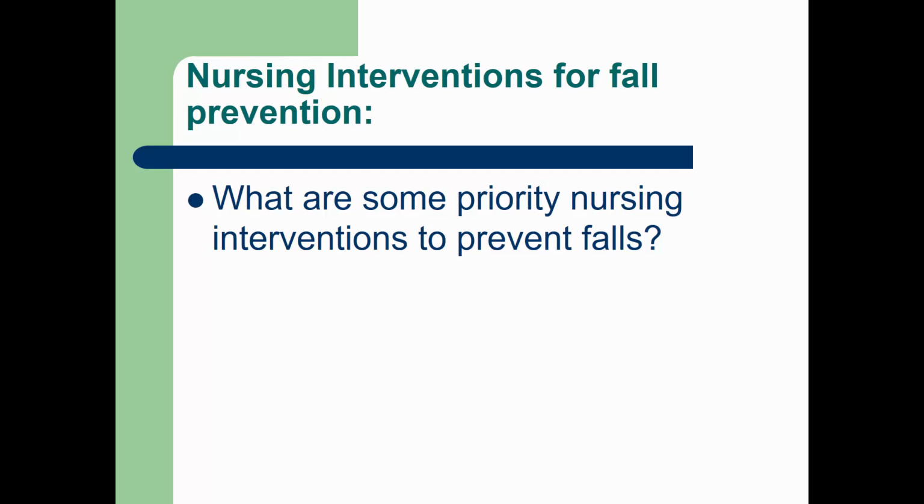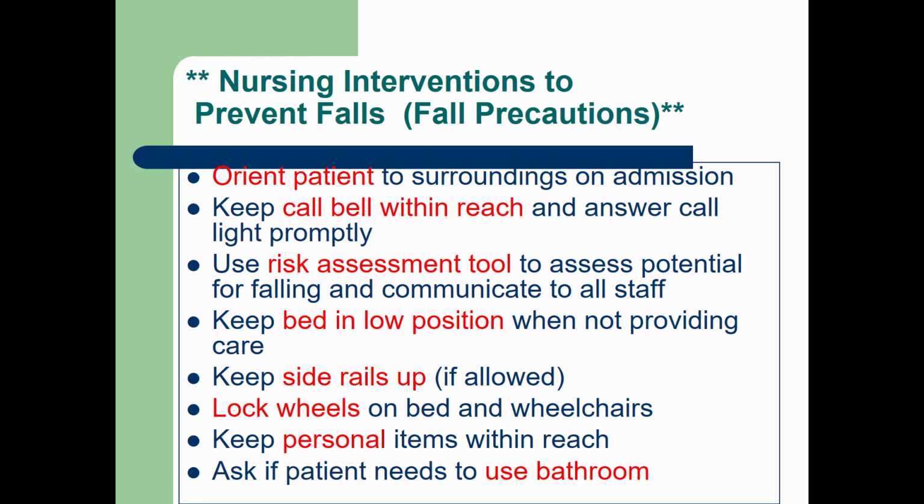So stop here and think for a minute about some possible priority nursing interventions you could implement to prevent falls. This slide and the next slide outline some very important nursing interventions to prevent falls. These are considered fall precautions. Failure to do some of these, especially locking wheels and keeping the bed in low position, are considered negligence in the event of a patient injury.